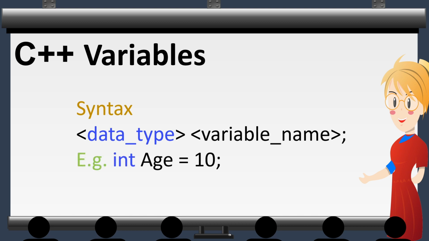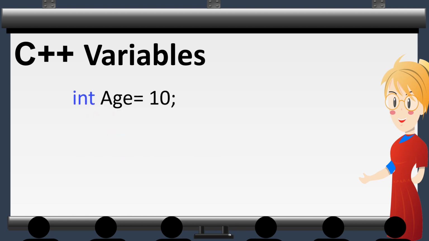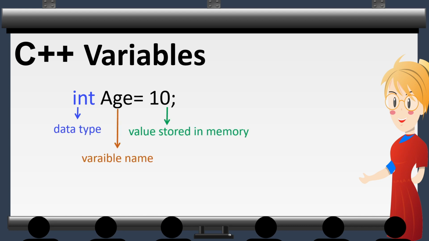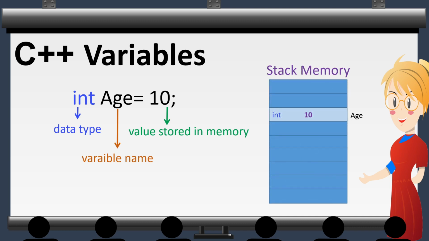Here, an integer variable with the name age is created in the stack memory. Based on the data type, a particular size of memory is occupied in the stack. Here, 4 bytes of memory is occupied in stack memory to store the value 10 for an integer variable.